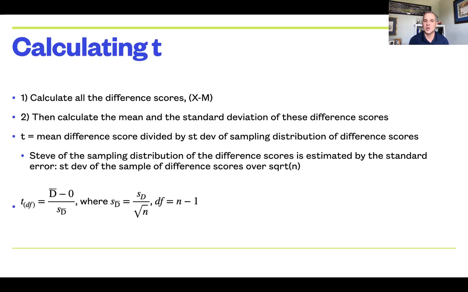Again, the biggest difference here with the dependent is, instead of looking at the difference of means in two samples, we're looking at the mean of the differences of individual scores between those two samples.